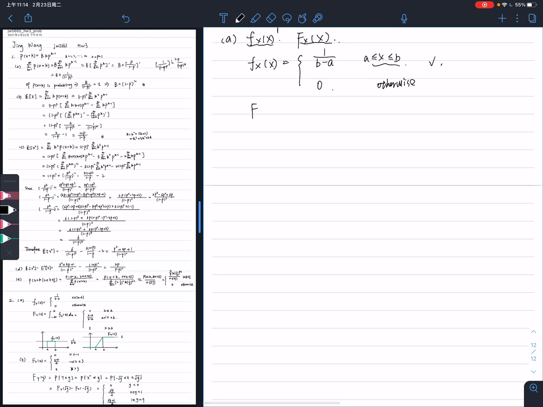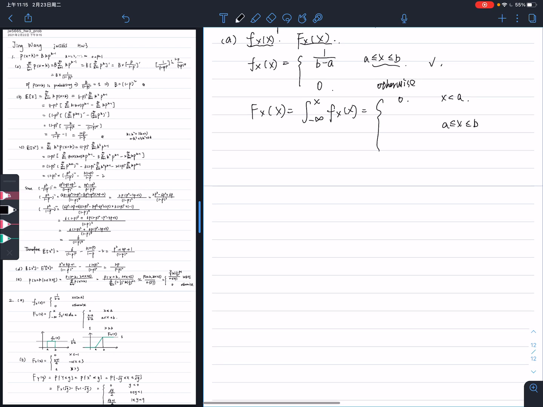Now we want to find the cumulative distribution function. It is the integral from negative infinity to x of the PDF. When x is smaller than a, it is definitely 0, because the probability density is always 0. If x is larger than a and smaller than b, it is the integral from a to x of 1 over b minus a du, so it is x minus a over b minus a. If x is larger than b, it is always 1.